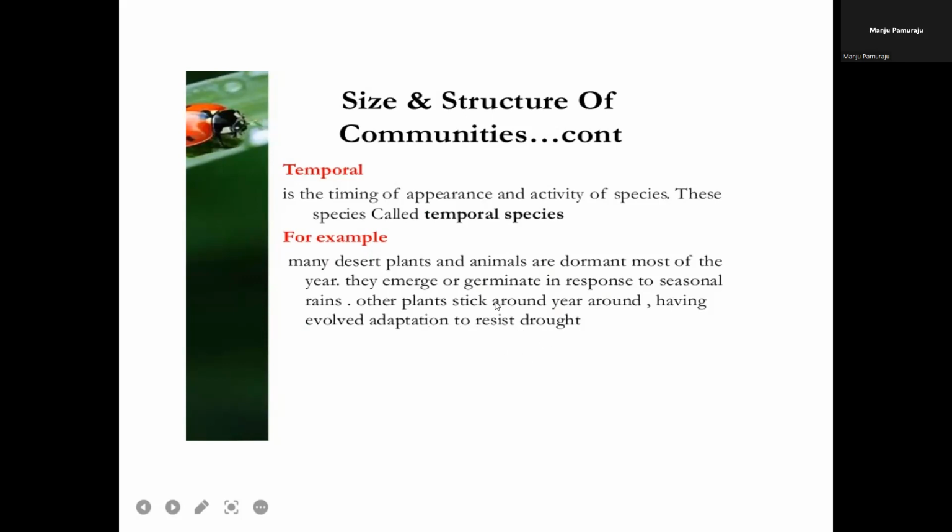So temporal species means they germinate or grow only during a particular season. In other seasons they are dormant, so they will be perennating, that is, they can survive in unfavorable conditions. Only in favorable conditions will they germinate and the growth of the plants be seen. In other seasons, they will be in a perennating condition.